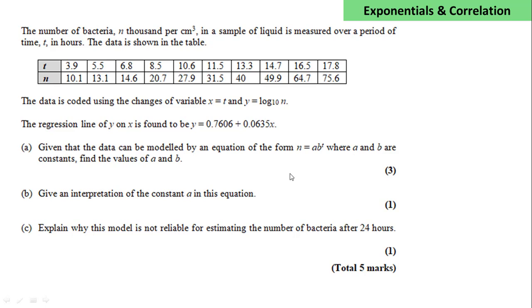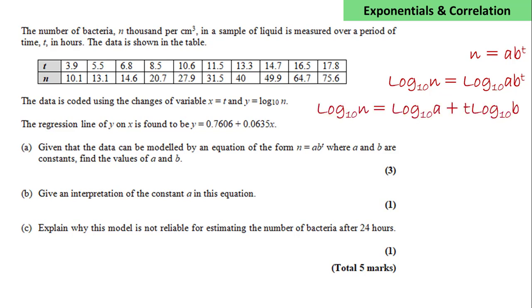We're told that the data can be modelled by an equation of the form n equals a times b to the power of t. For these, we always take the log of both sides. So we get log to the base 10 of n equals log to the base 10 of a, b to the power of t. We expand the log on the right hand side to give log a plus t times log to the base 10 of b. And then that matches y equals log to the base 10 of a plus x times log to the base 10 of b.